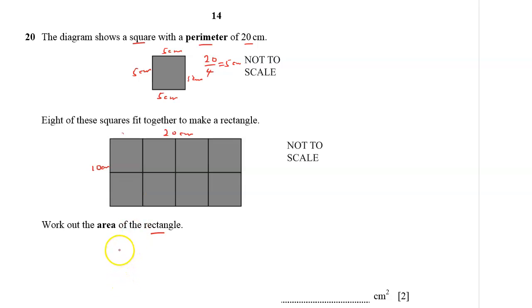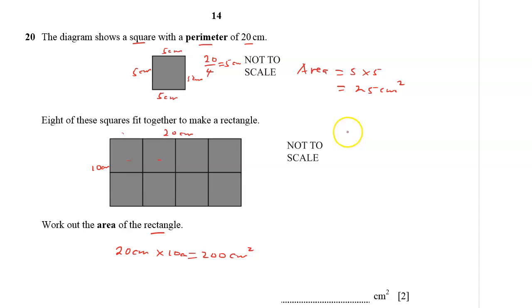So it's going to be 20 centimeters times 10, which will give me 200 centimeters squared. You can also find the area of the small square to be sure. The area here is 5 times 5, which gives us 25 centimeters squared. Okay, but then of course, how many smaller squares do we have to make this large rectangle? It is 1, 2, 3, 4, 5, 6, 7, 8.